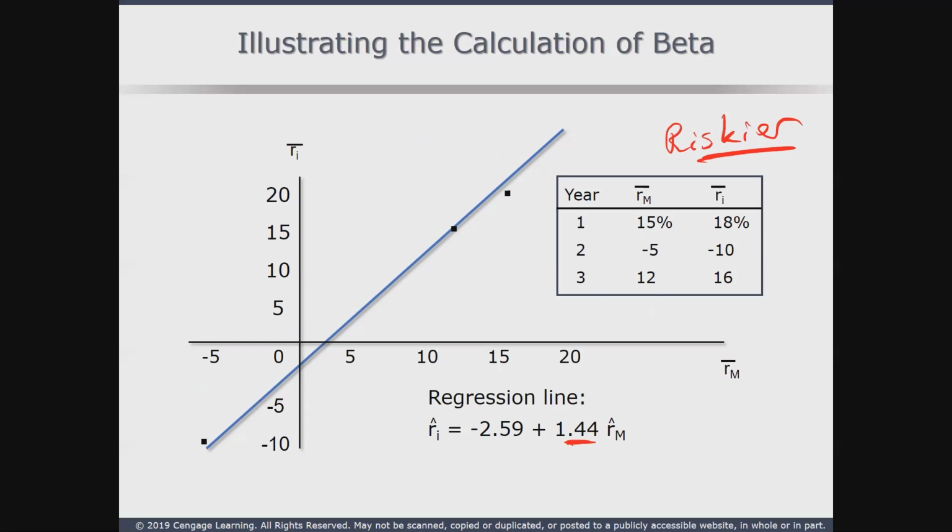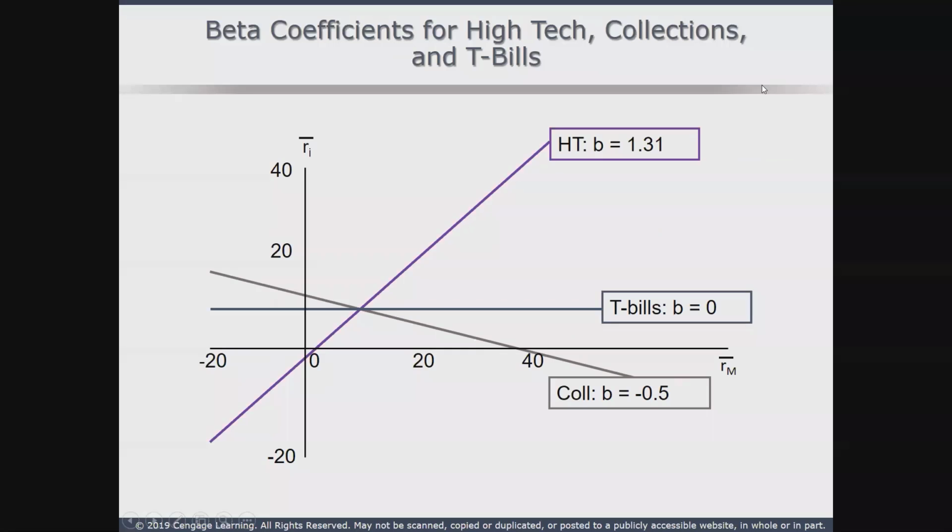Now let me illustrate the point by using a real-life example. Here you see various betas of the investments that we covered before. The high-tech stocks' beta is 1.31, which means that high-tech stocks are riskier than the market. And the beta of T-bills is 0, which means that there is no relationship with the market. And the beta of the collection is negative 0.5, which means that when market goes up, the collections respond in the reverse direction. Okay, when market goes up, collections go down. When market goes down, the collections go up.